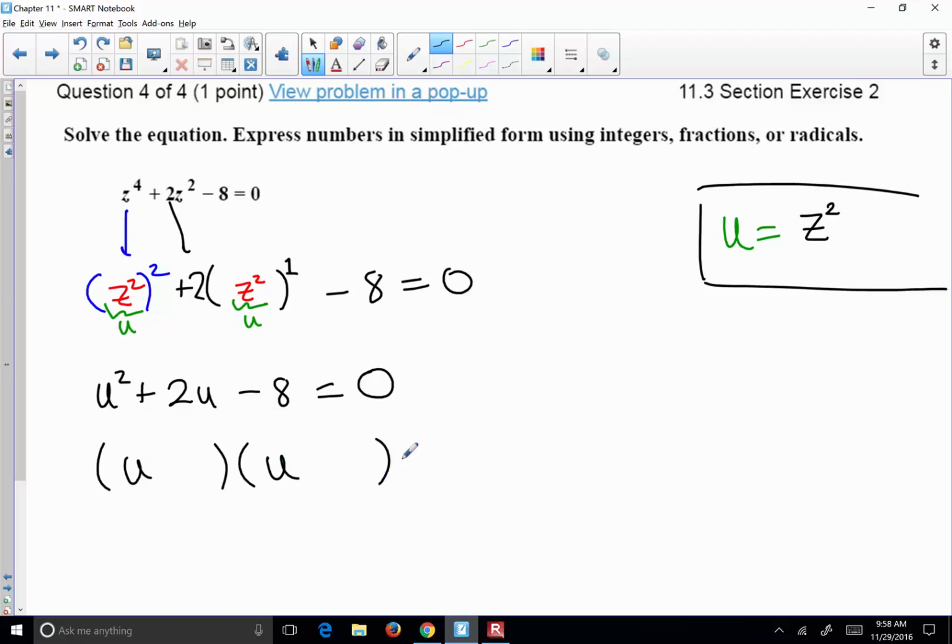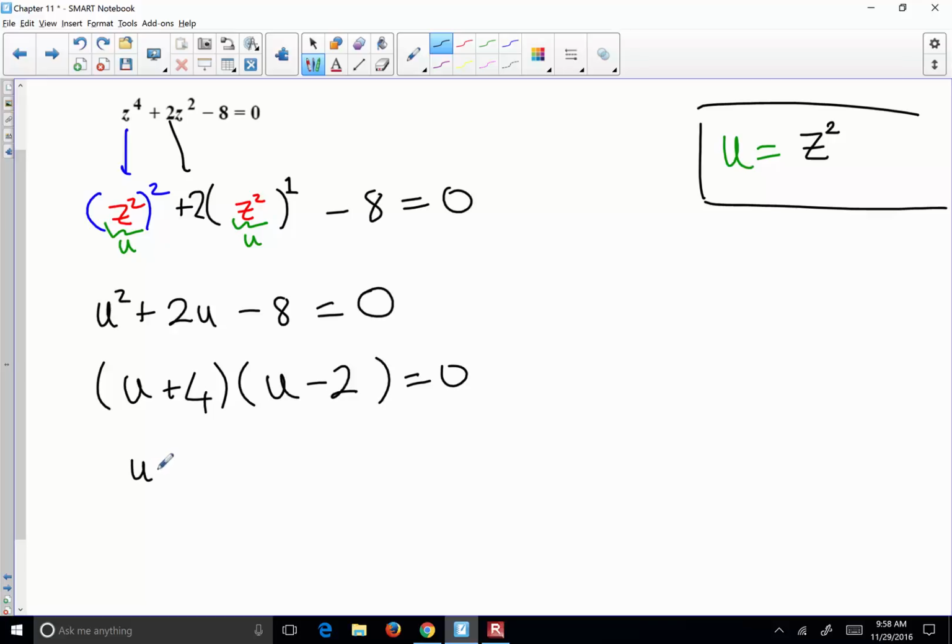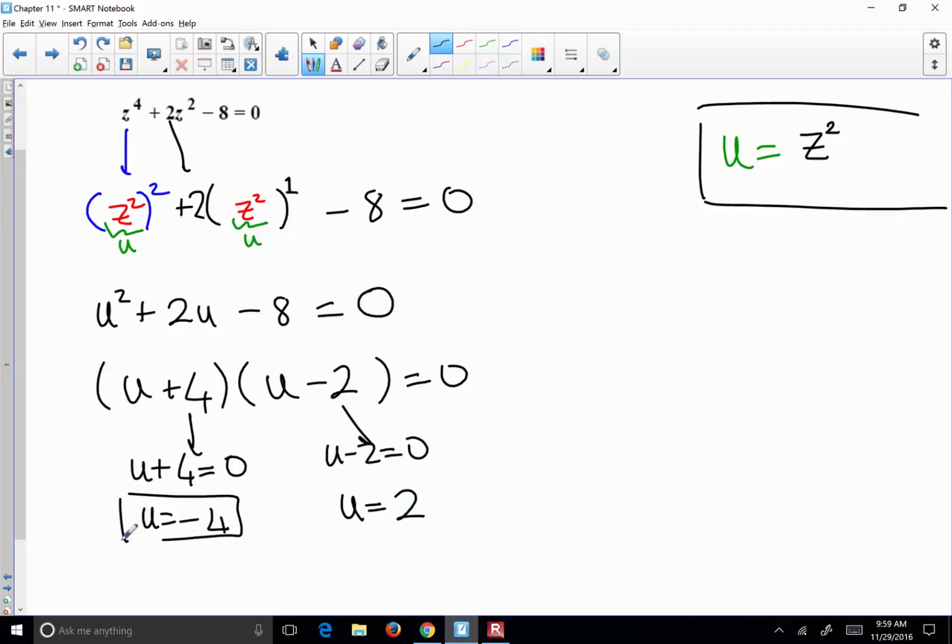Can I factor it? Yeah. What are the numbers? 4 and -2. Positive 4 and negative 2. When you multiply 4 and negative 2, we get minus 8. Add them, you get positive 2. Perfect. Oh, this is a dangerous one. I set each into 0. We got 2 solutions.